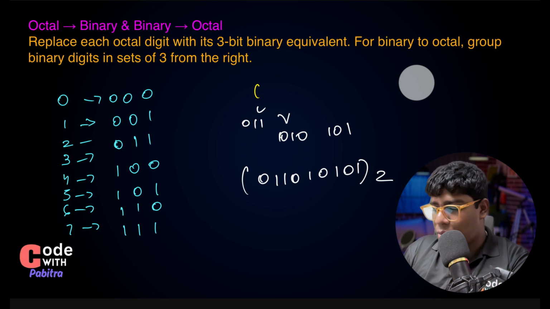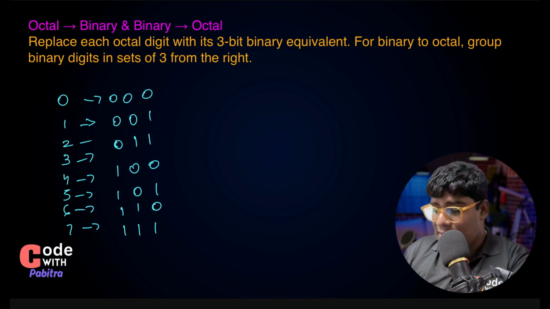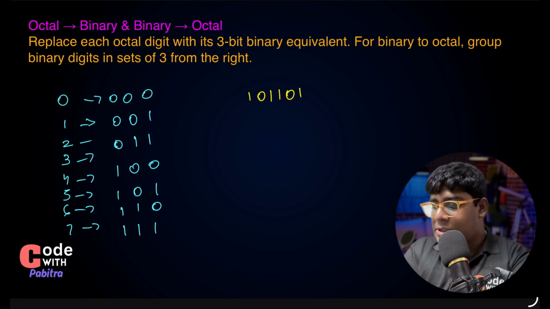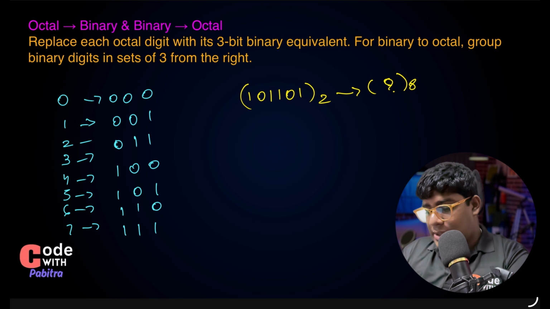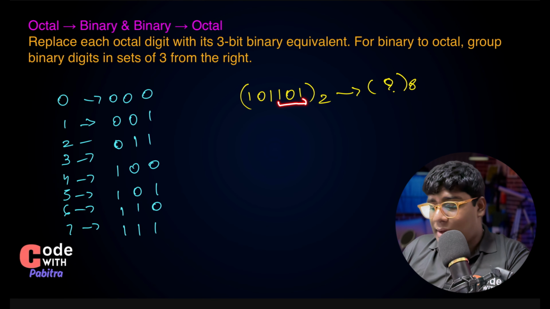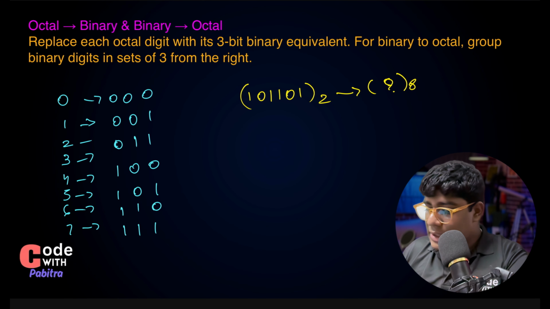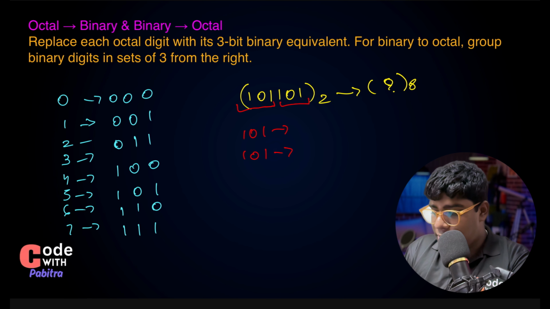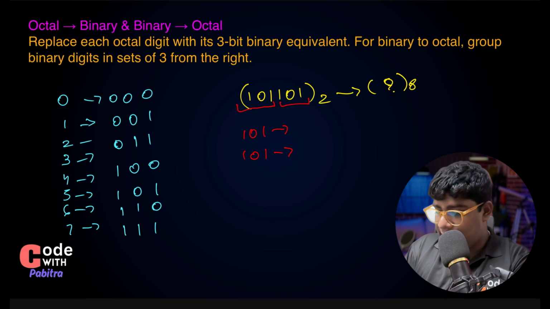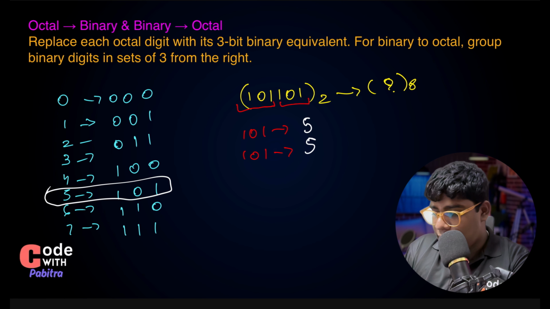So let's take one example. If we are asked to convert 101101 base 2 to base 8, that means octal, we'll group into 3 bits, like this. So 101 and 101. It is very simple. 101 means 5. So we'll write 5 and 5. The final answer will come as 55 base 8. So this is very simple.